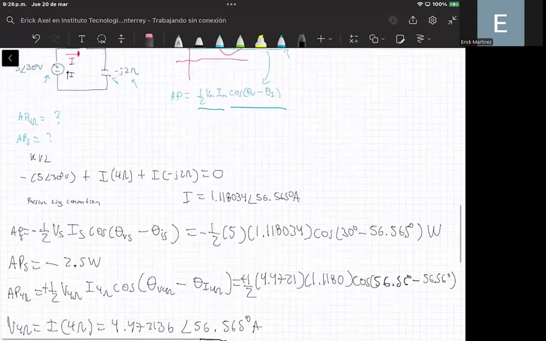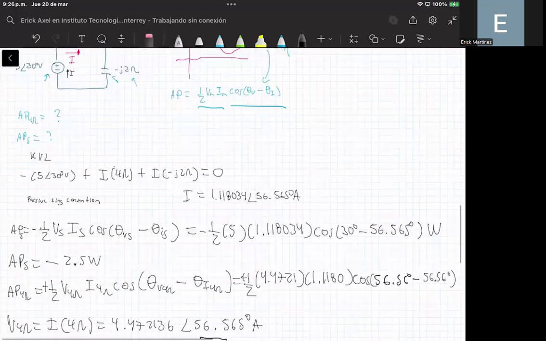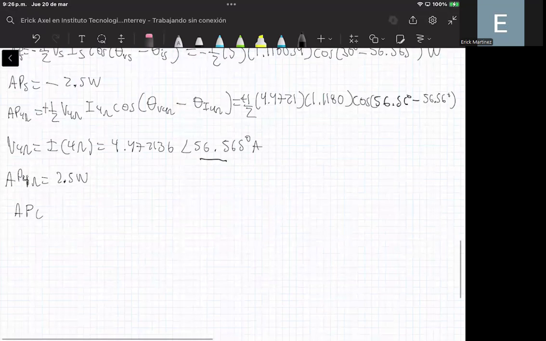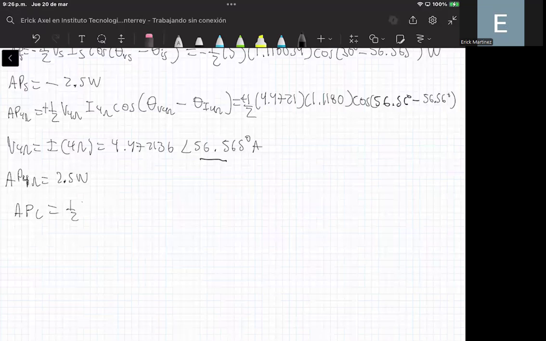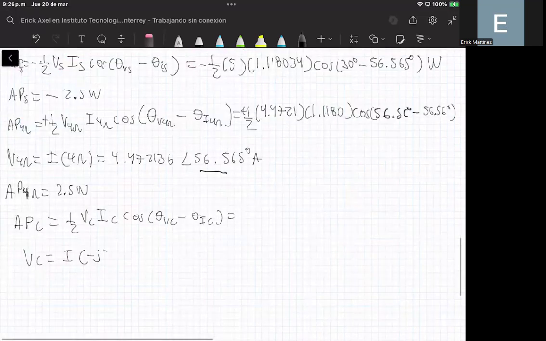And I want to show you what is happening to the average power of the capacitor. So again, we need to compute 1 over 2 times the amplitude of the voltage of the capacitor times the amplitude of the current that flows through the capacitor, times the cosine of the phase difference between the phase of the voltage of the capacitor minus the phase of the current of the capacitor. And we are missing the voltage of the capacitor, that is equal to the current that we computed times the impedance of that capacitor, that is minus j2 ohms.